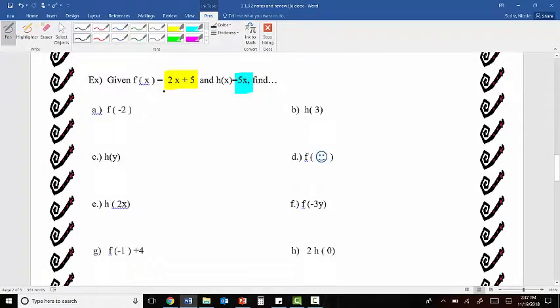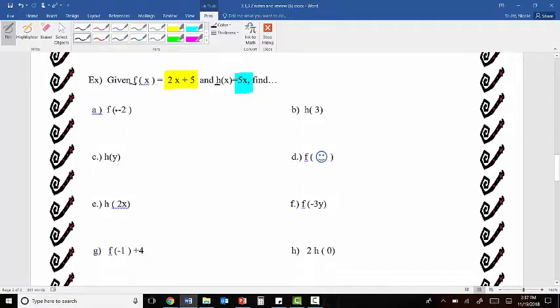In these next examples, we'll be using the following functions, 2x plus 5 and 5x. Just to remember, the name of this function is f, and the name of this function is h. So we don't actually do math on the left. This is just kind of a sentence saying the name of the function is f and x is its input. So that's just kind of directions. So all your work will be done with the right side of the equation.